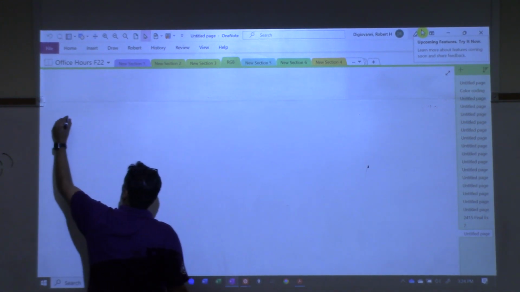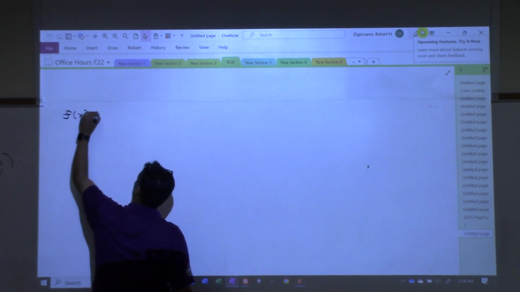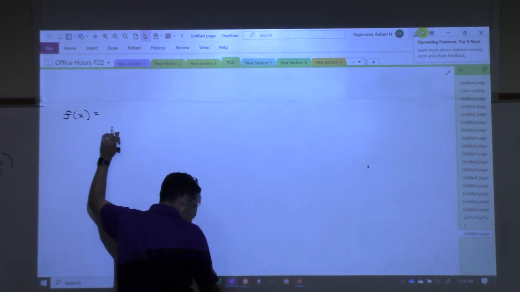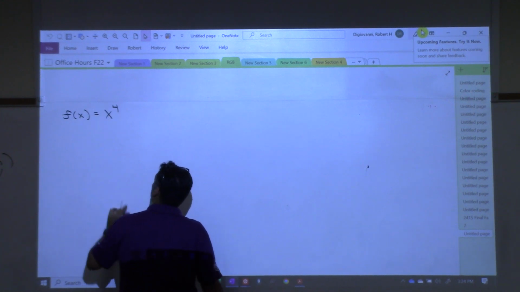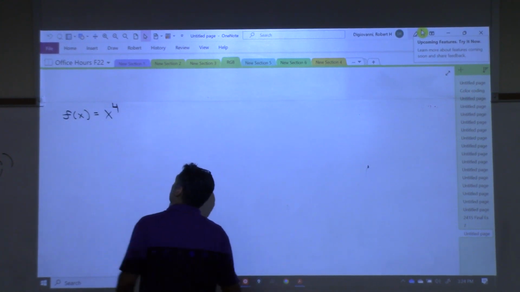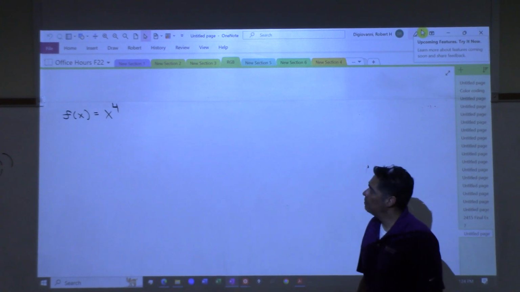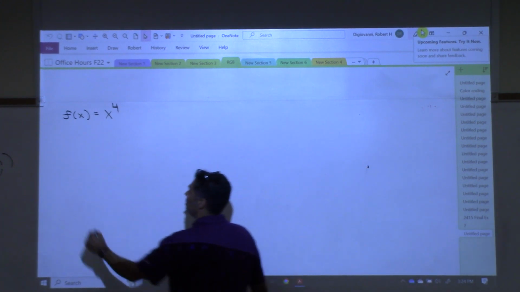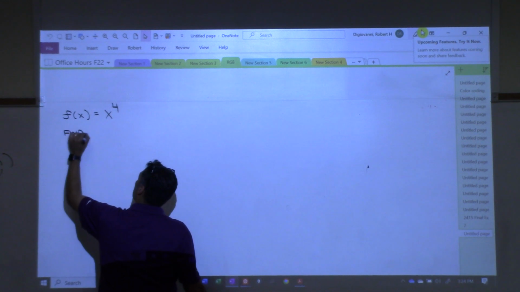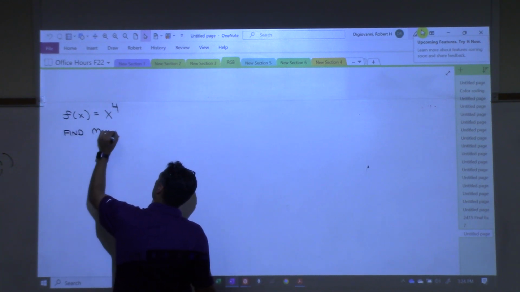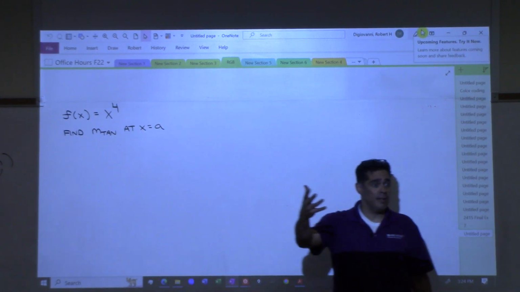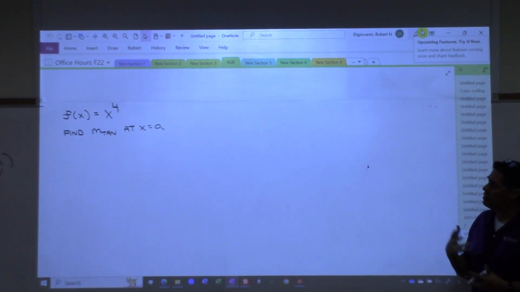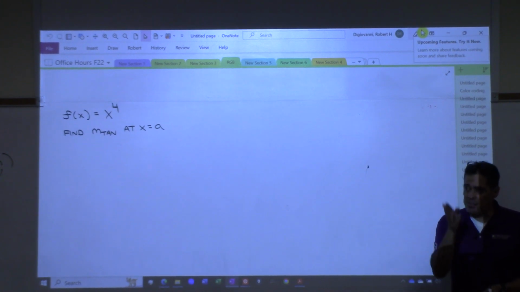All right, so let's take the function f of x equals x to the 4th power, and let's find the slope of the tangent line at x equals a. So I'm trying to do it arbitrarily, where we have a nice formula for it instead of doing it at a specific number.